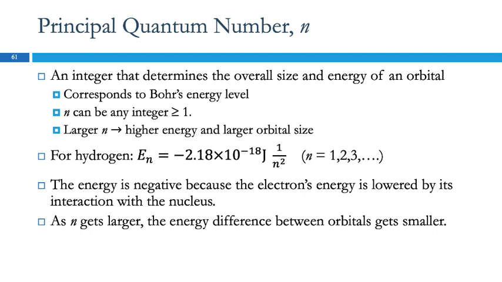For hydrogen, the energy of an electron is equal to negative 2.18 times 10 to the minus 18th joules times 1 over n squared. That's that principal energy level. The energy is negative because the electron's energy is lowered by its interaction with the nucleus. As n gets larger, the energy differences between the orbitals get smaller.